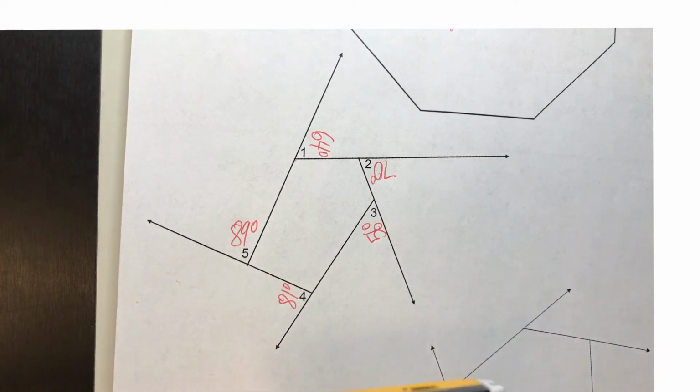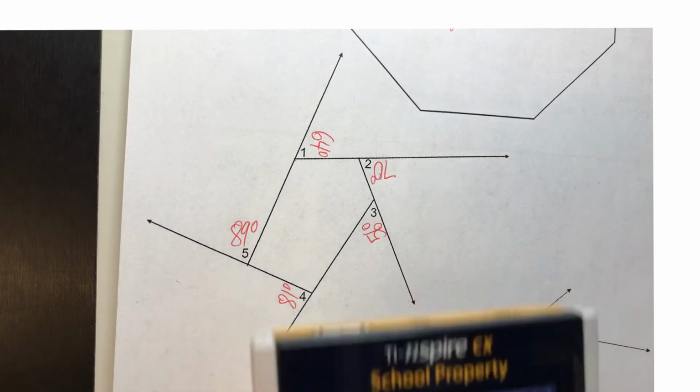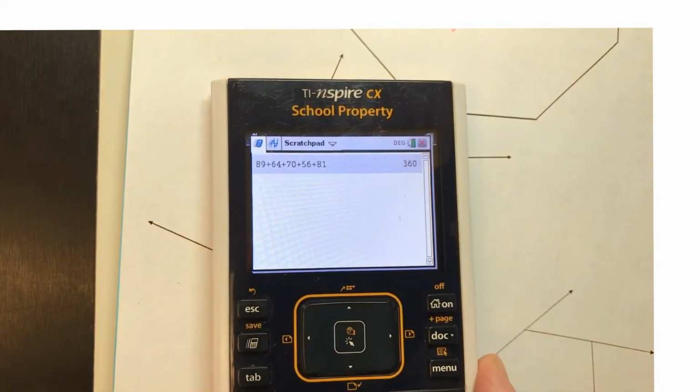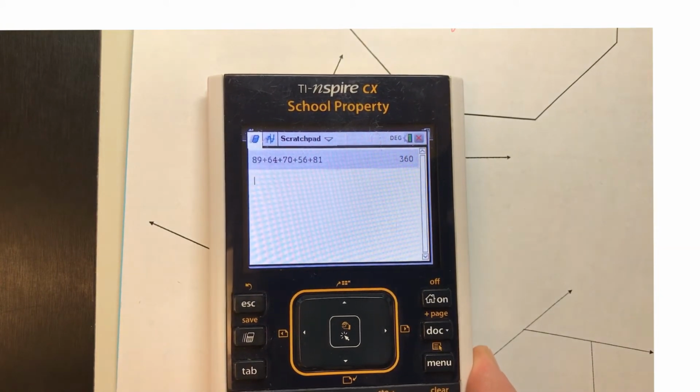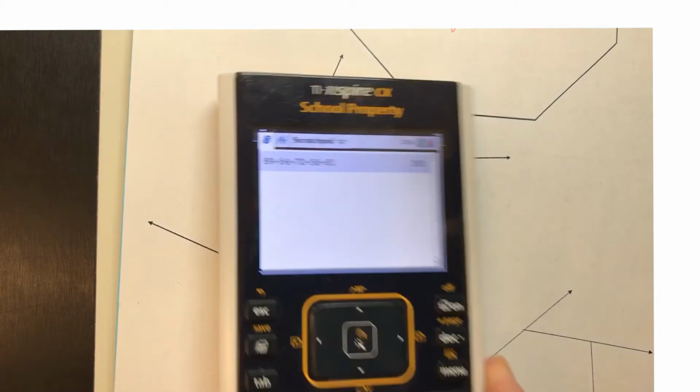Alright. You're adding all 5 of these angles up. 89, 64, 70, 56, and 81. Add them up. And what do you get? 360. Okay? That's not by coincidence.